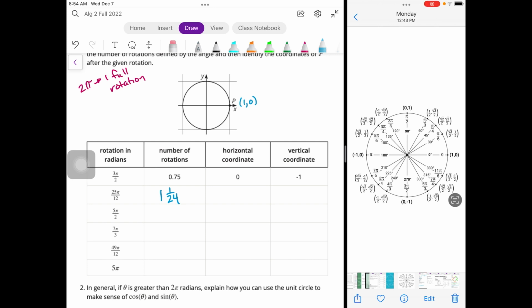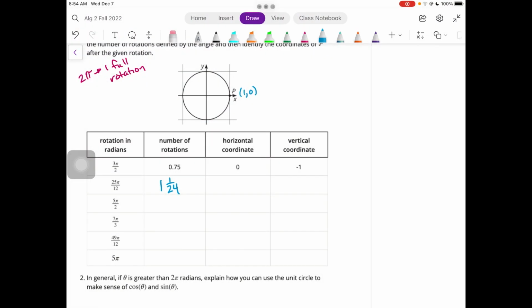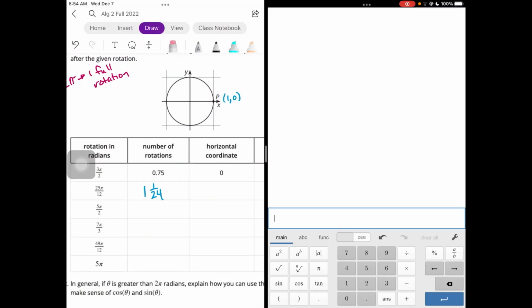So then if we look on there, 25 pi over 12, that's a little harder to see. It's not actually on the unit circle because we don't have it marked. But what we can do is use our calculator. And so let me actually just bring up the calculator.